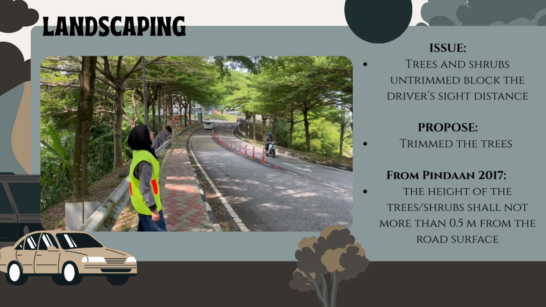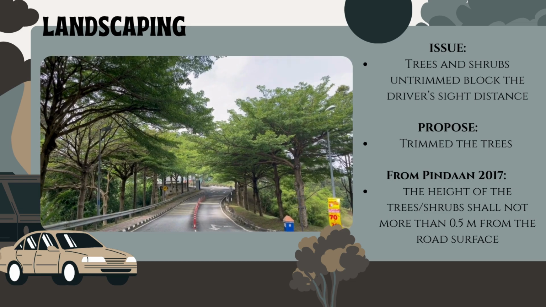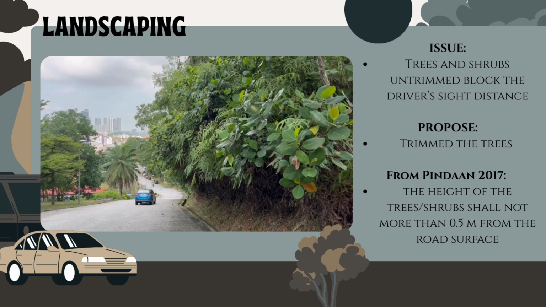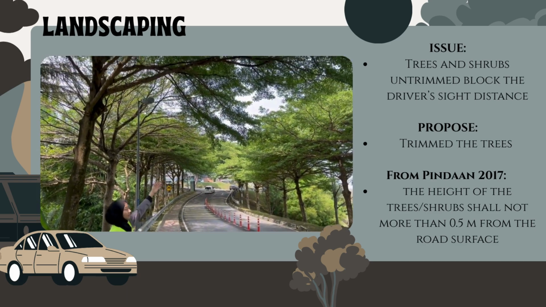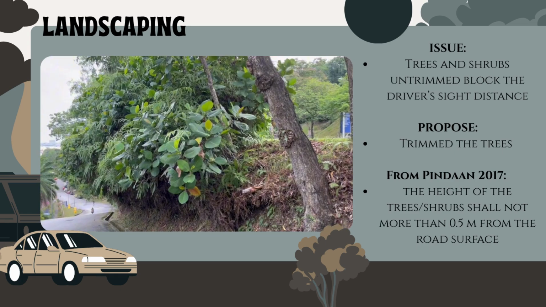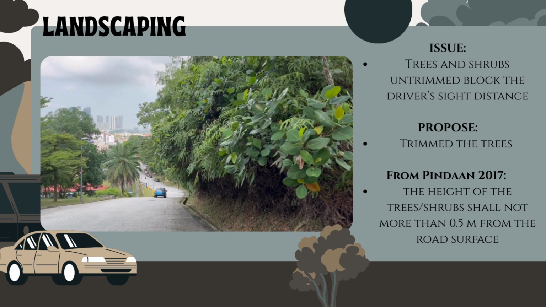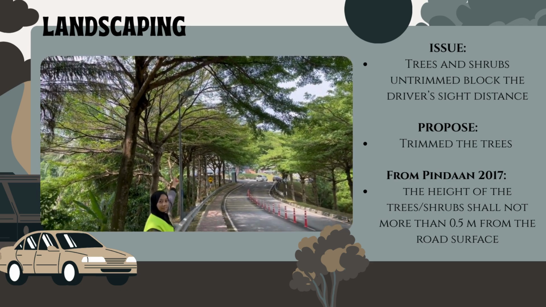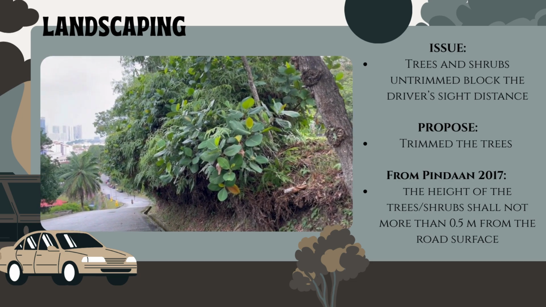Landscaping in road design means the use of plants and structures along the roadside to enhance the visual appeal. But excessively elaborate or colorful landscaping can distract the drivers. At our study location, the problem is trees or shrubs are placed too close to the road. Hence, it can block the driver's view of road signs, intersections, or pedestrians, which is dangerous. Other than that, untrimmed trees block the street lighting. Hence, it is crucial to regularly trim the overgrown plants that block the sight distance, since stated in Pindaan 2017, at intersections, the height of trees or shrubs shall not be more than 0.5 meter from the road surface.